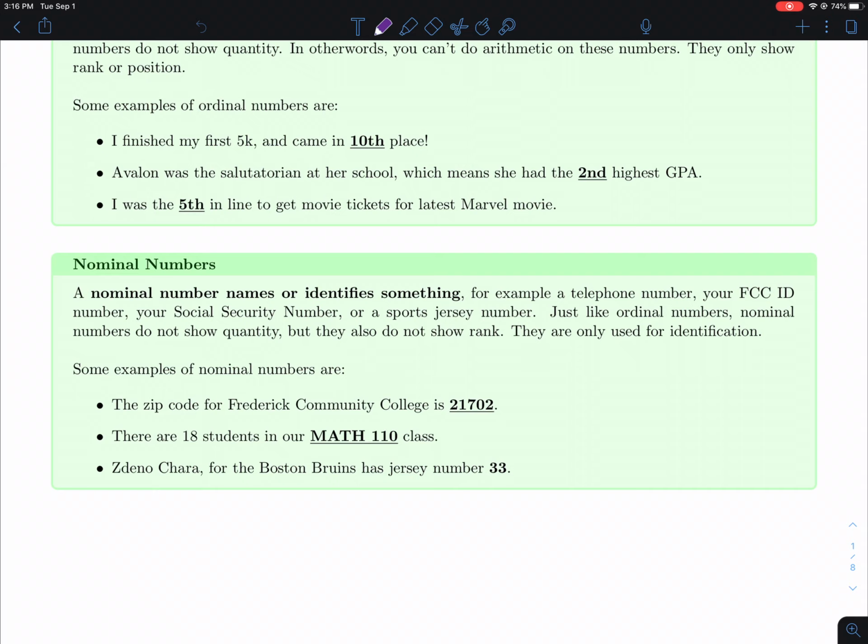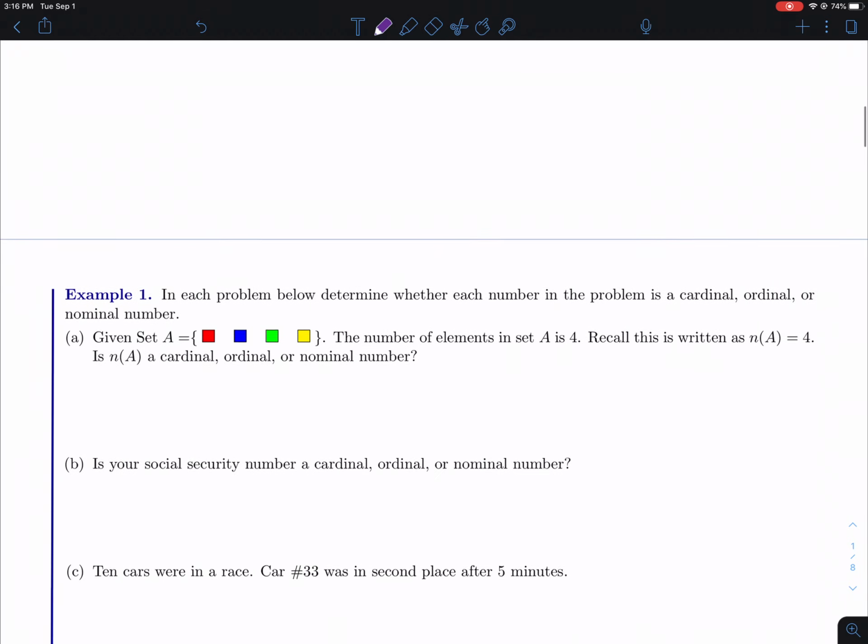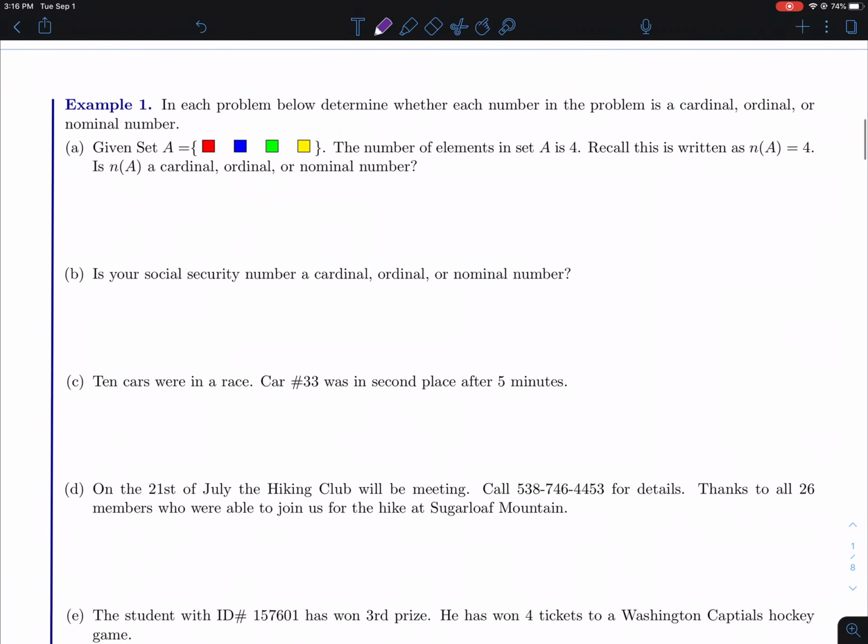So some examples of nominal numbers would be: the zip code for Frederick Community College is 21702. There are 18 students in our Math 110 class. In this case, the 110 would actually be a label for our class. And Zdeno Chara for the Boston Bruins has jersey number 33. So let's look at a couple examples of these so we can actually try to determine which number is which.